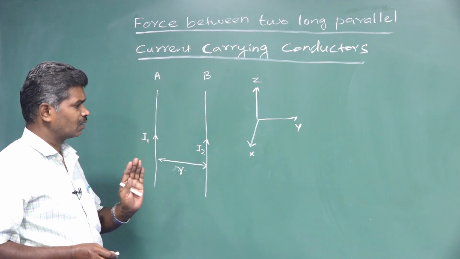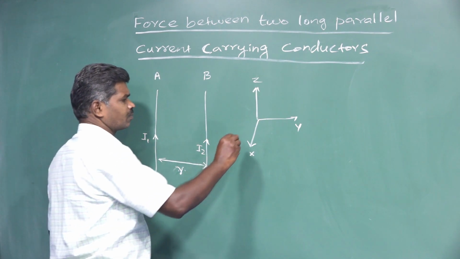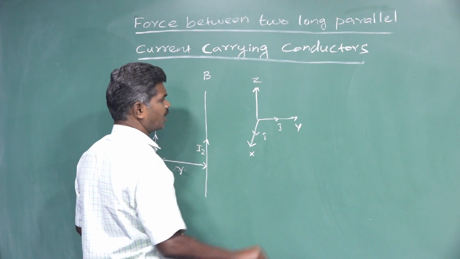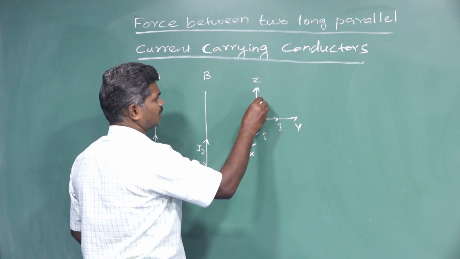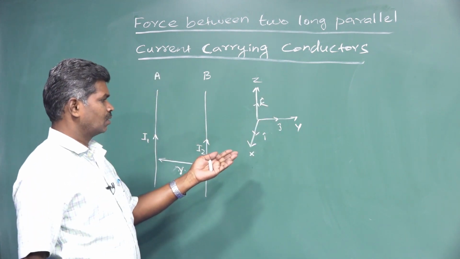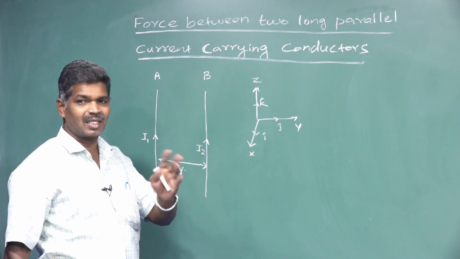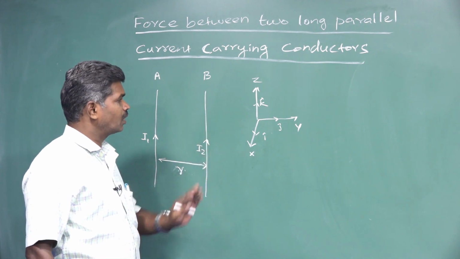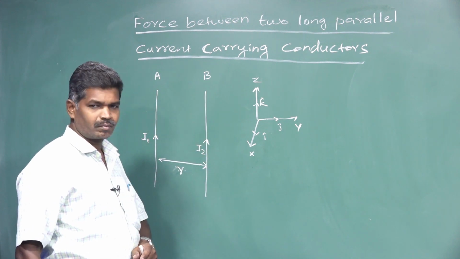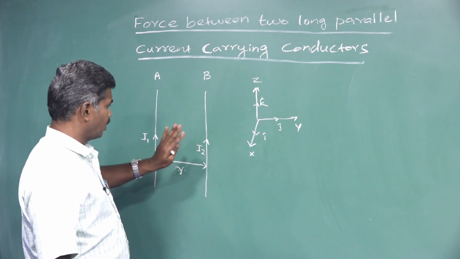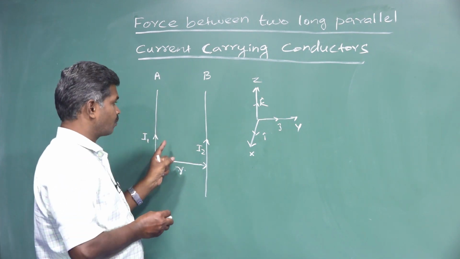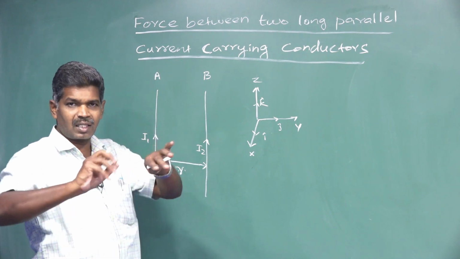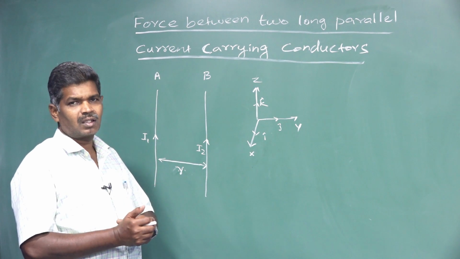To be very clear, the direction along the x-axis is i cap, along the y-axis is j cap, and along the z-axis is k cap. Along the negative x-axis it is minus i cap, negative y-axis minus j cap, and negative z direction minus k cap. Now we are going to apply these directions for the current as well as the magnetic field produced by the current carrying conductor. Based on that, we will find the direction of the force on a current carrying conductor.